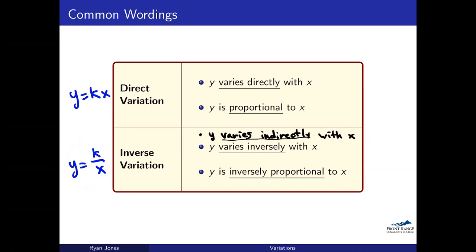Be very careful too. If I switch the order of x and y, that will change the equation that I deal with. If I said that x varies directly with y, that would correspond to x equals ky. So a slightly different equation there. So be careful on the order in which you say these.